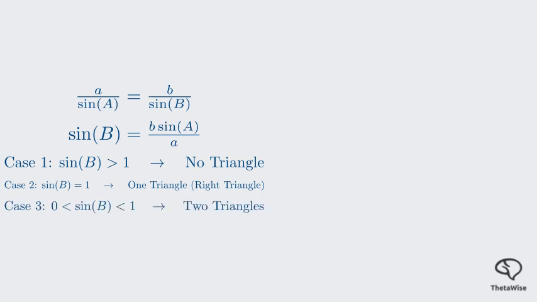Third, and this is the ambiguous case, if the value of sine B is between 0 and 1, there are two possible triangles. This is because there are two angles between 0 and 180 degrees that have the same sine value. One is acute and the other is obtuse. Let's walk through an example of this ambiguous case.